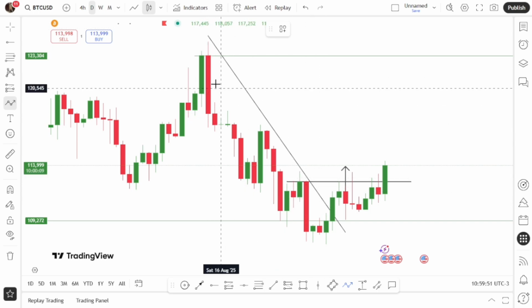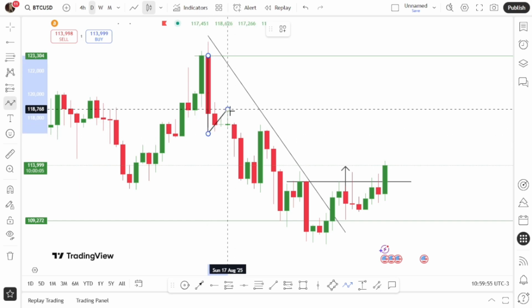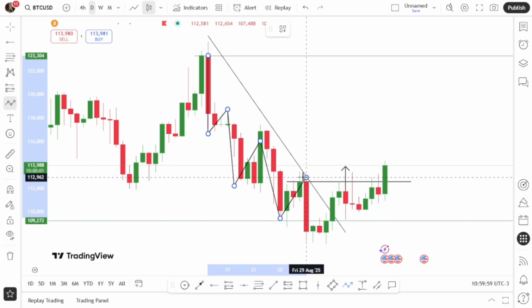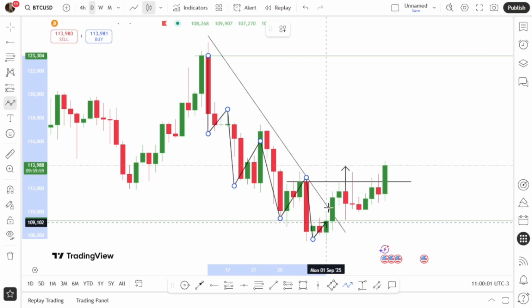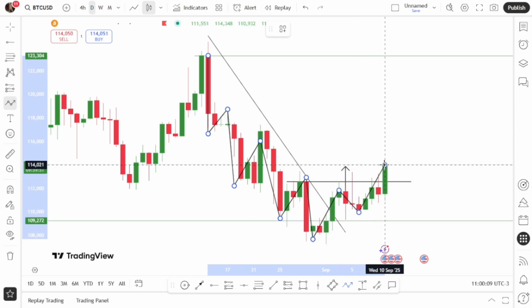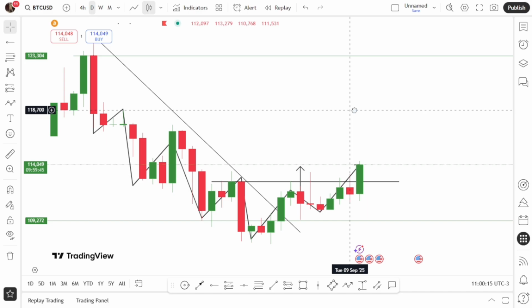Now I can see that price created a lower low, a lower high, a lower low, a lower high, a lower low, a lower high, a lower low, and then price created a lower high, failing to break below to create another lower low. Rather, price created a higher low, and now price has broken above the neckline, broken above the structure to create what they call a higher high.